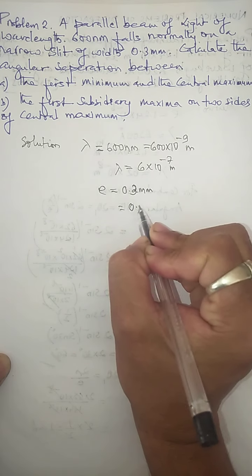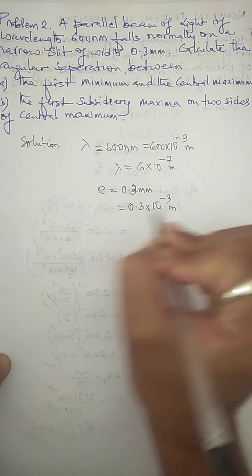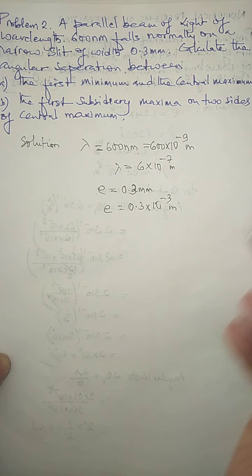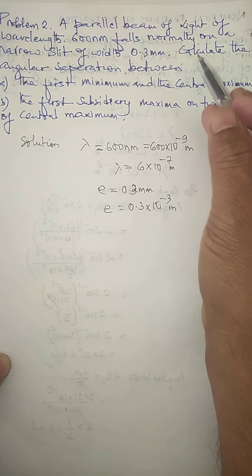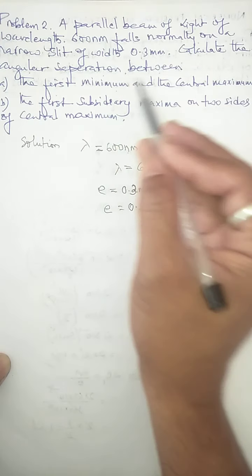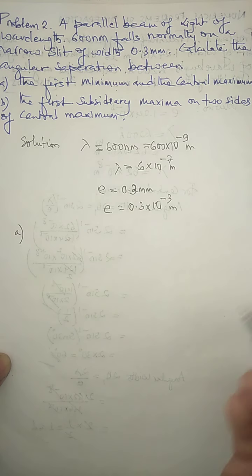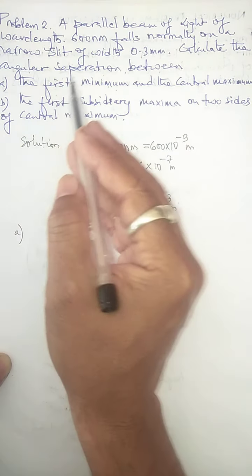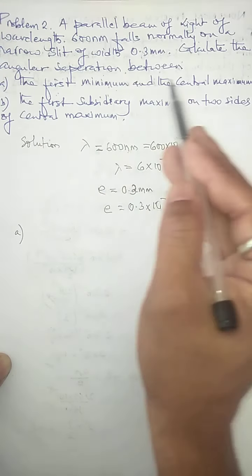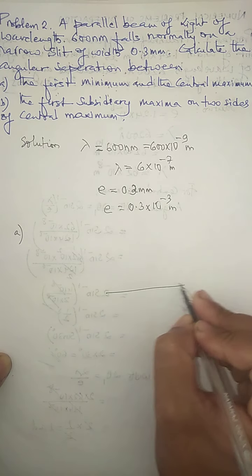There is a narrow slit of width 0.3 millimeter, but I convert this millimeter into meter, so multiply by 10 to the minus 3. This is the width of the slit. Now in this question also, what we need to calculate? Calculate the angular separation between the first minimum and the center maximum. Calculating the angular separation of the first minimum and center maximum means you have to find the half angular width of the center maximum. Just showing with the help of a diagram.